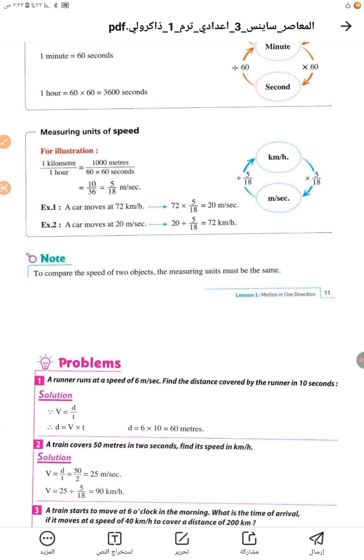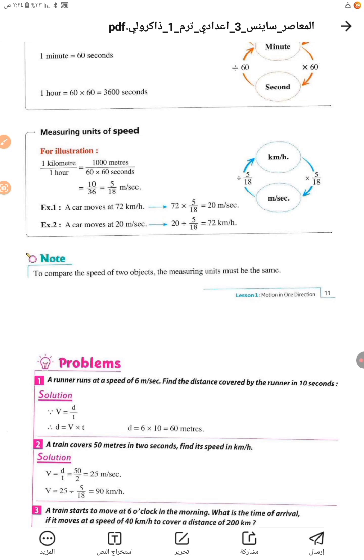عندي two examples. A car moves at 72 kilometer per hour. To convert from kilometer per hour to meter per second we multiply by 5 over 18 equal 20 meter per second. A car moves at 20 meter per second. عندنا العكس للتحويل from meter per second to kilometer per hour.